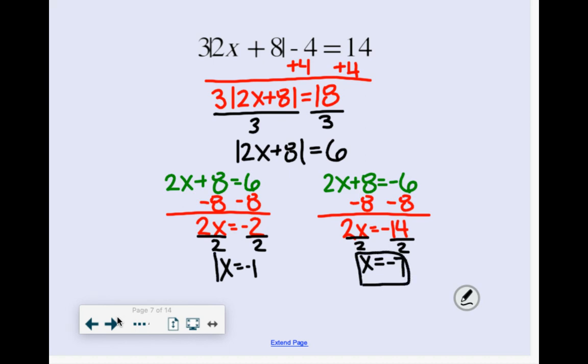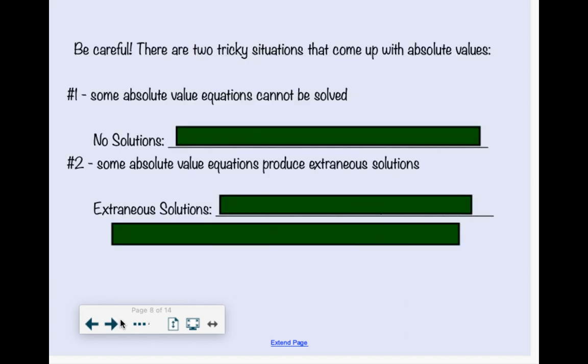And there you have it. So even if an equation looks really long and scary at the beginning, remember it's just taking it one step at a time. Okay, I'm going to keep going for a few more, and then I'm going to leave a couple of examples for class. Okay, so there are tricky situations that come up with absolute values.